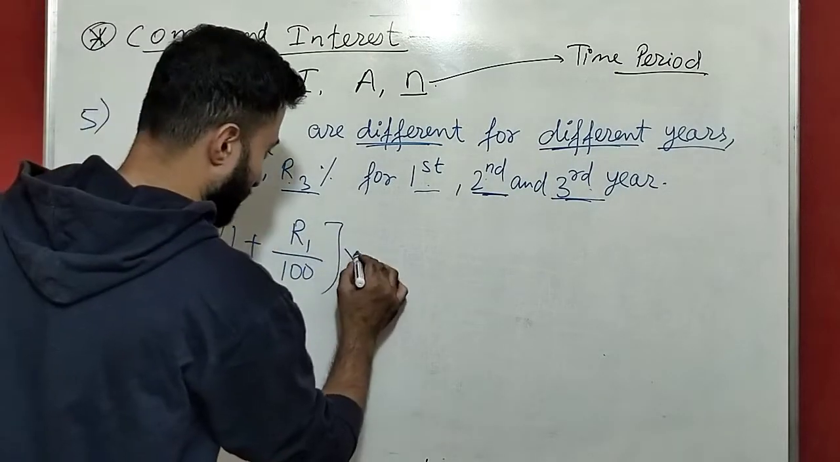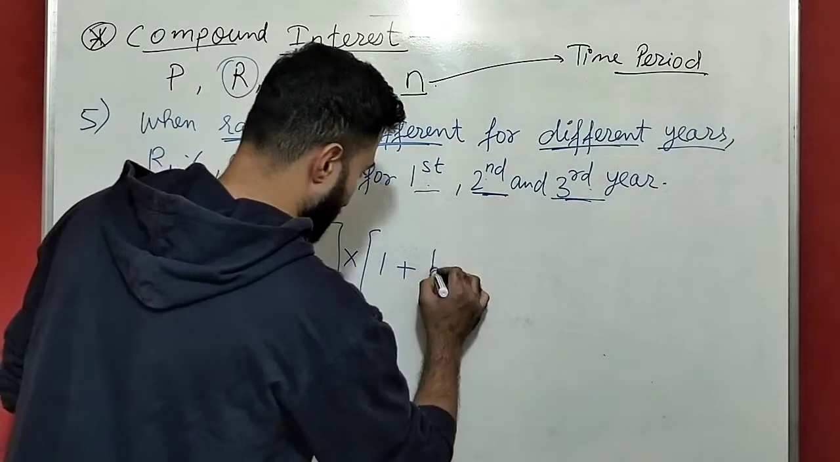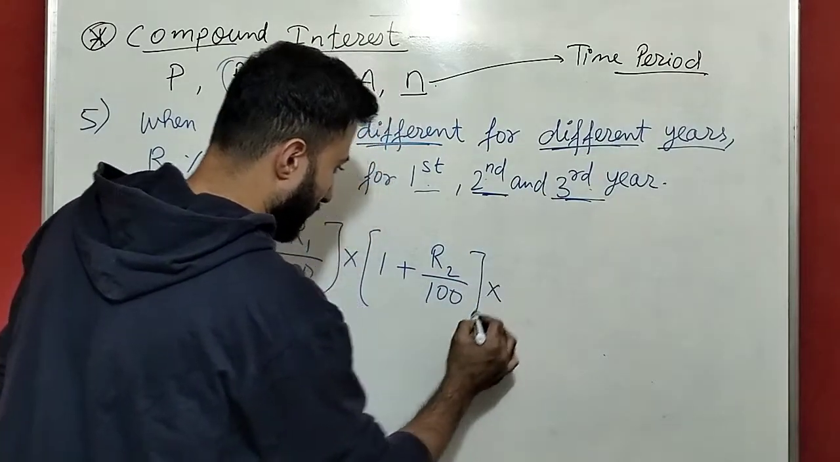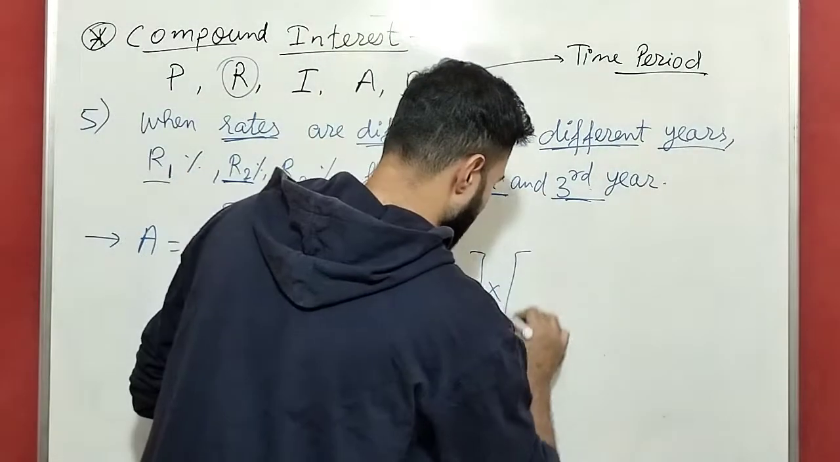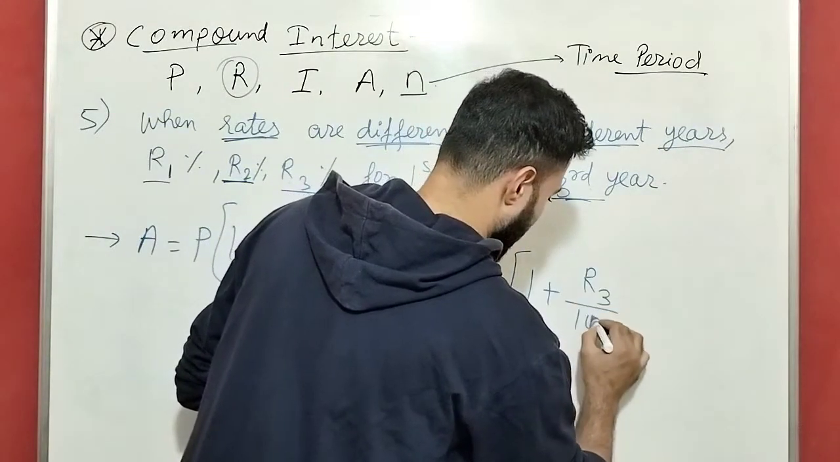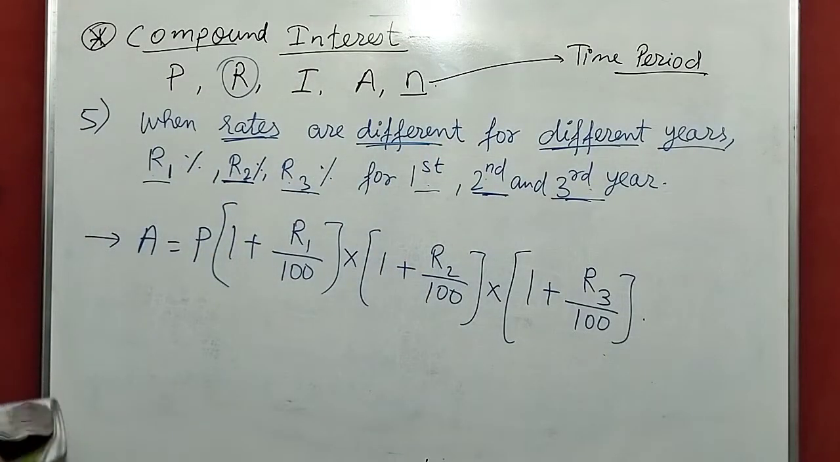For the second year, multiply by 1 plus R2 by 100, into the third, 1 plus R3 by 100. Okay, this is the formula.